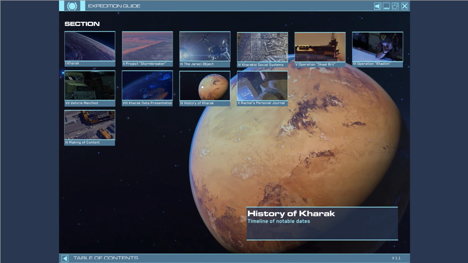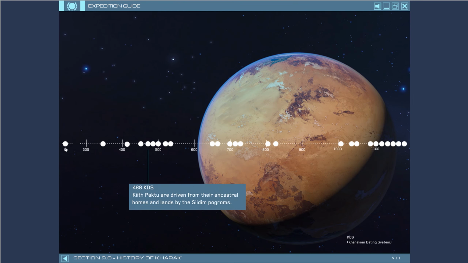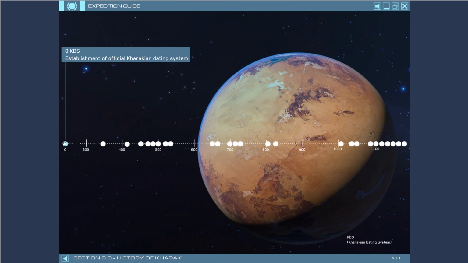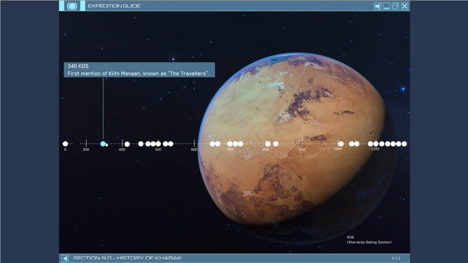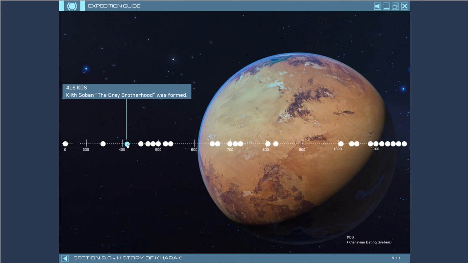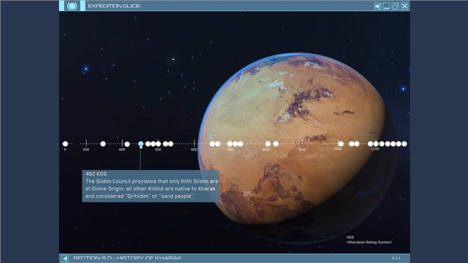And if we look at the history of Kharak, the timeline of notable dates, we start here at 0 KDS, the establishment of the official Kharakian dating system. Jumping up to 340 KDS, the first mention of Kith Manan, known as the Travelers. 416, Kith Soban, the Great Brotherhood, is formed. 462, the Sidim Council proclaims that only the Sidim are of divine origin. All other Kithid are native to Kharak and considered Gritidim, or Sand People. Indeed, the Sidim weren't making friends at that time.